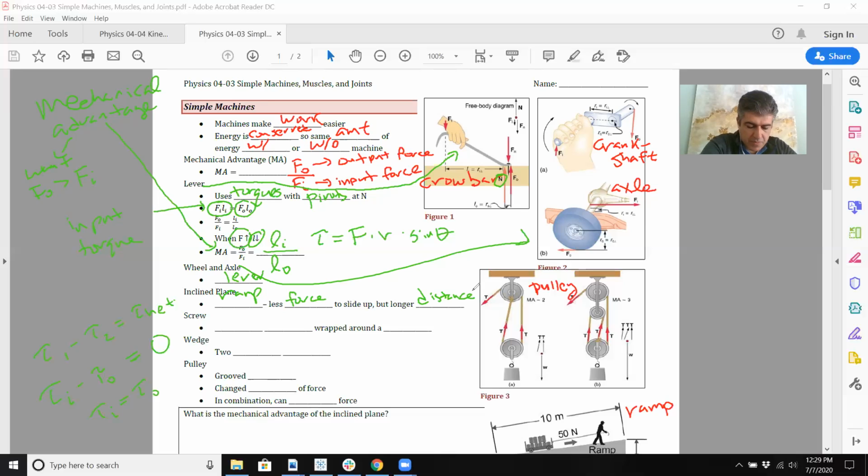Actually, this is what's probably happening. Like, that's what they mean by a screw. But that's an inclined plane wrapped around a shaft. Some people can use a wedge. That's when you have two inclined planes.